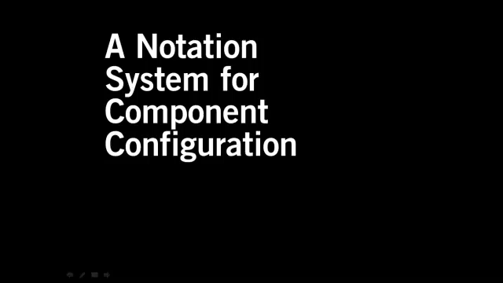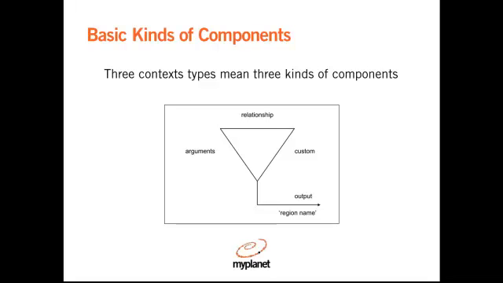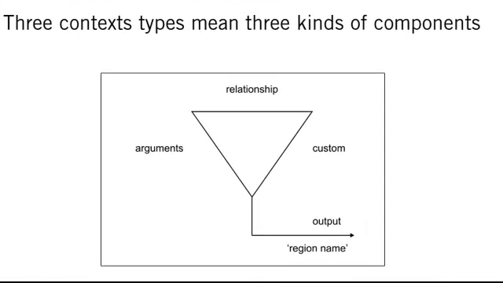Okay, let me get into the graphic notation system directly. So we have these three kinds of data sources, three kinds of contexts, and we can basically use those to describe three kinds of components. What I've done with this notation is I've got a triangle to represent the three facets that can drive the component, three contextual facets, as it were. And I have coming in from the left the argument type. Coming in from the right, there's the custom context, and coming in from the top is the relationship.